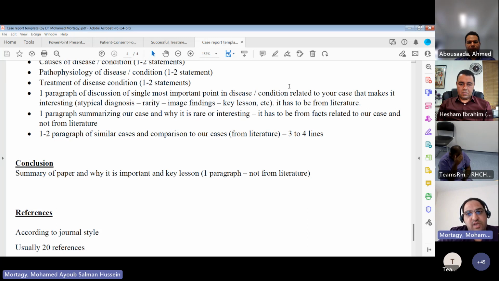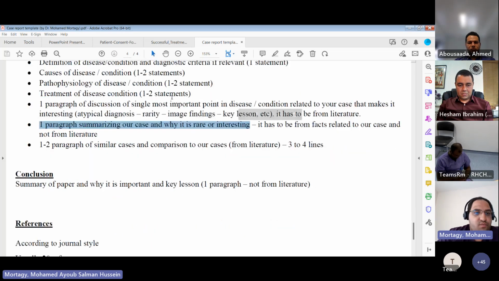It has to be from literature, saying, "Oh, when I looked for the literature, I didn't find any Moya Moya and Graves disease happening in pediatric patients, and my case is a pediatric patient," for example. Or this one is usually treated by this treatment, we tried that treatment, and it worked or didn't work, right? So that's another paragraph, and then one paragraph summarizing the case again that you discussed before, just one paragraph, and linking the literature to it and why it's interesting.